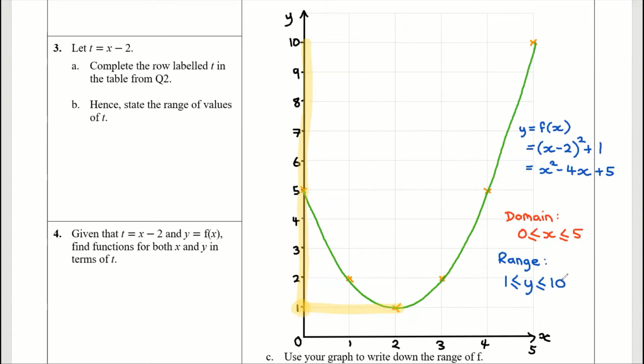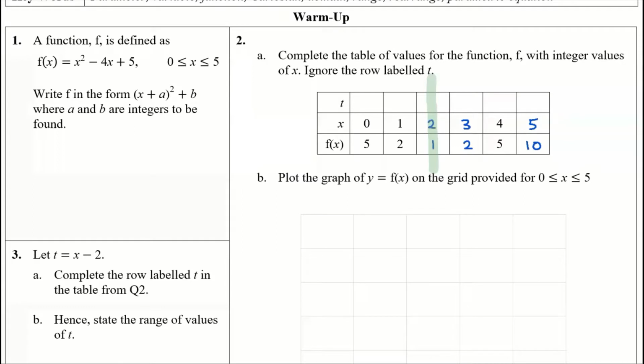Now, moving on to question 3, we're going to complete the table. Again, we're going to go back to the row T, and then we're going to state the range of values of T. Now you can see from question 3, we're given T defined as x subtract 2. So I'm just going to cross-reference this with the table. If we want to find T values, and you'll see the utility of this later on, we simply take the x value and subtract 2 from it. So I'll just write those in.